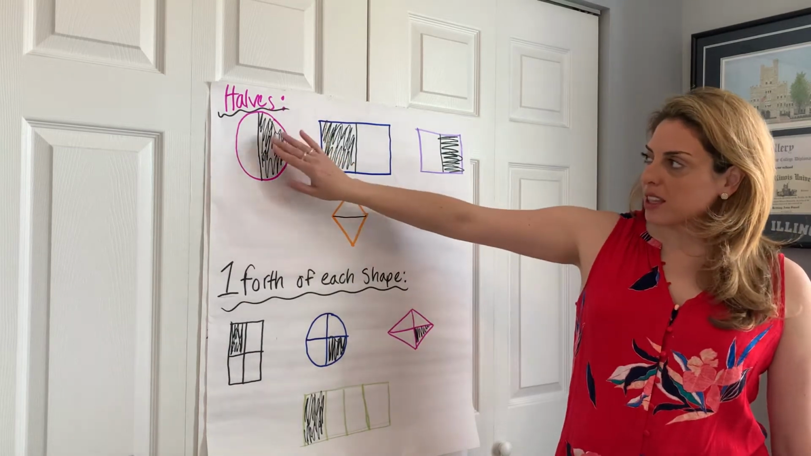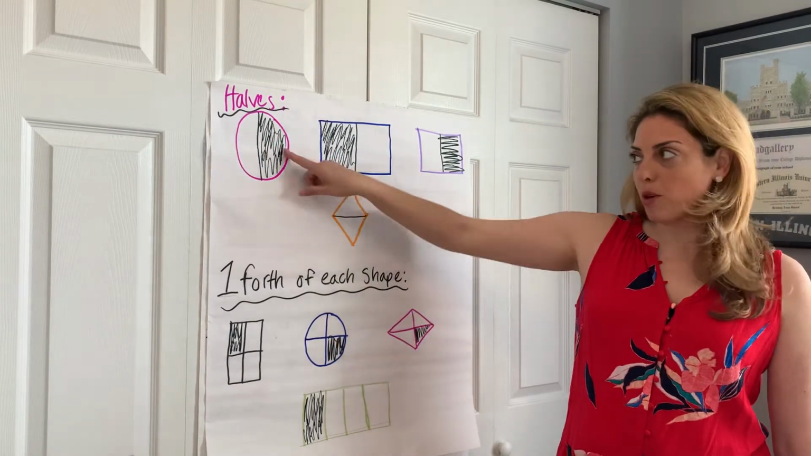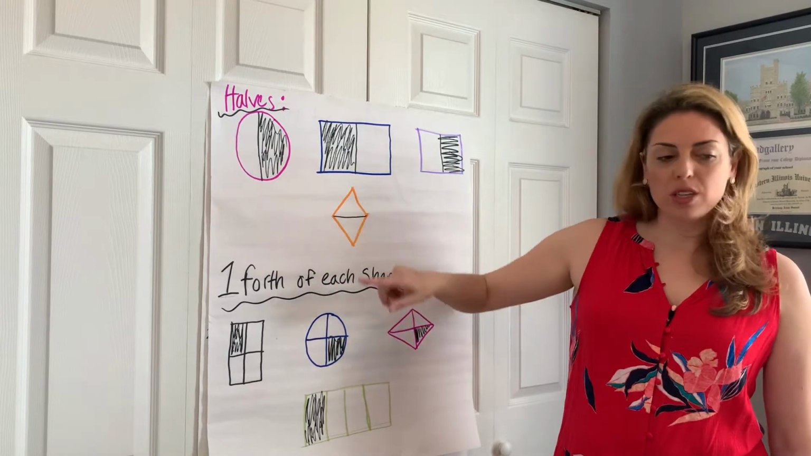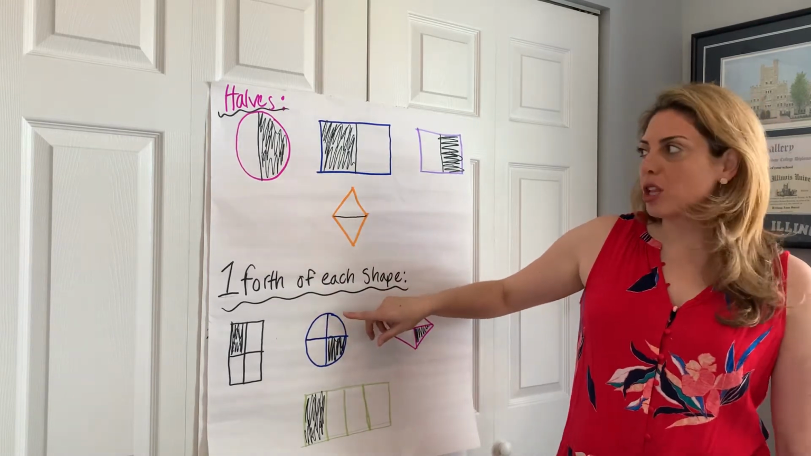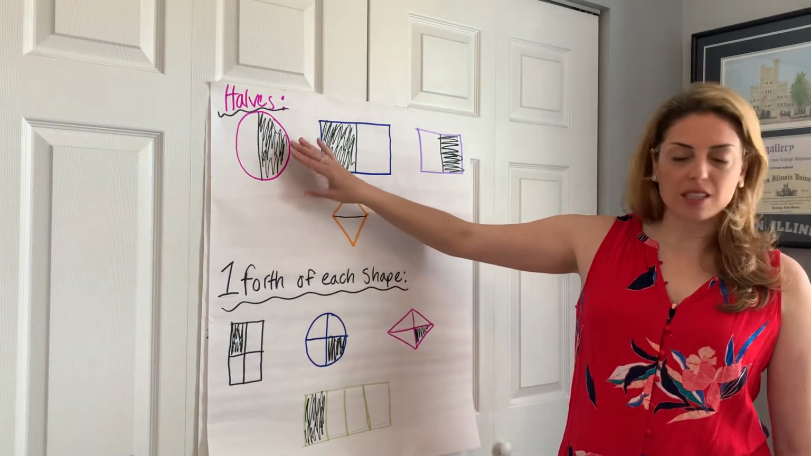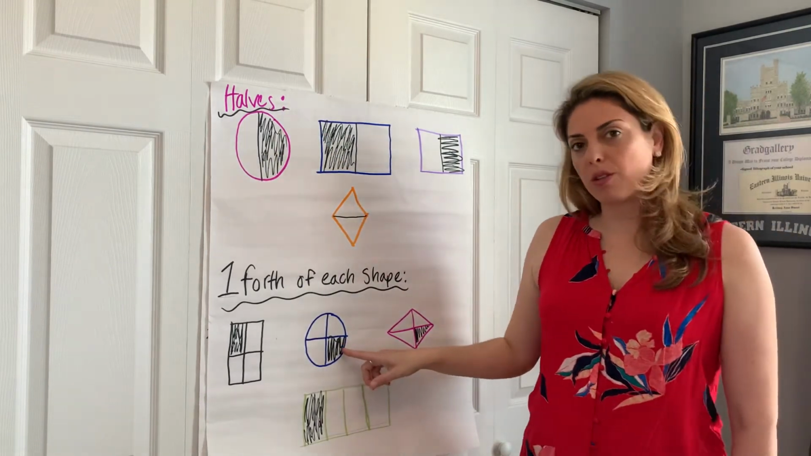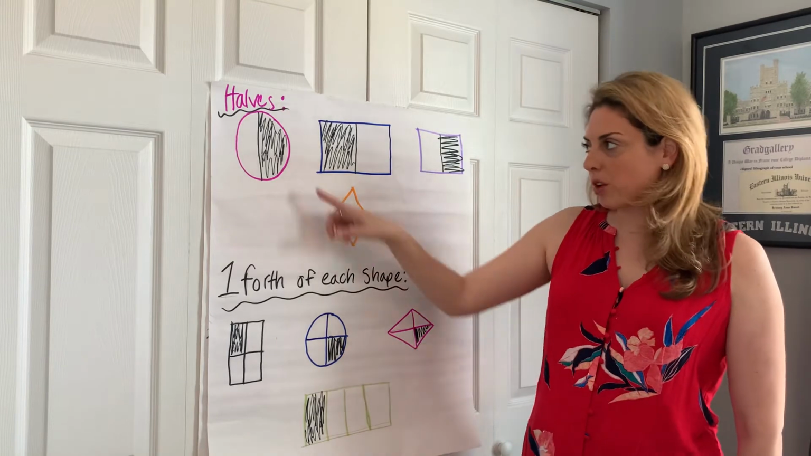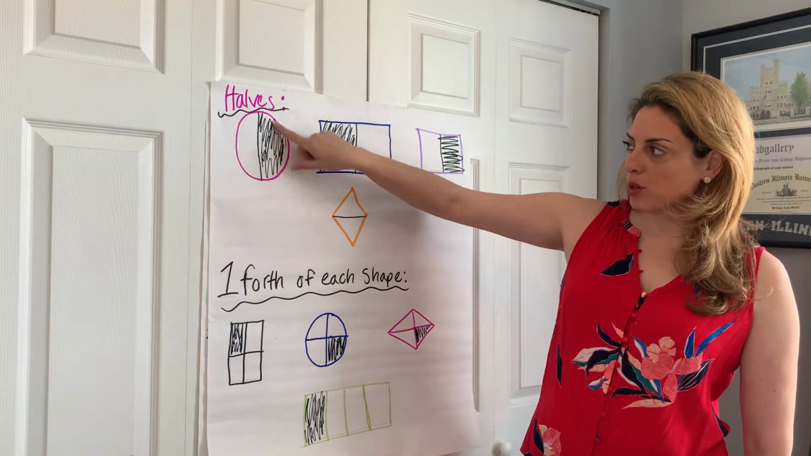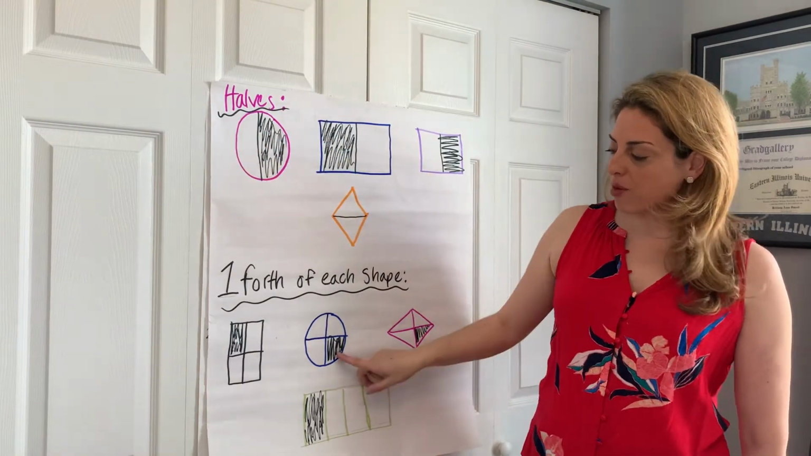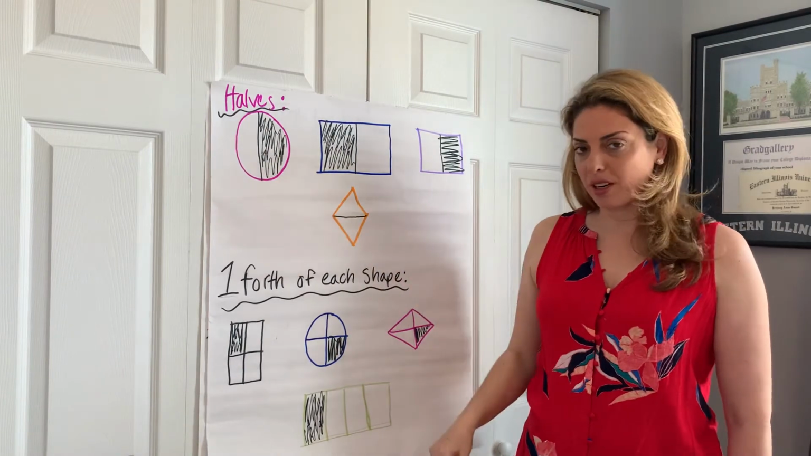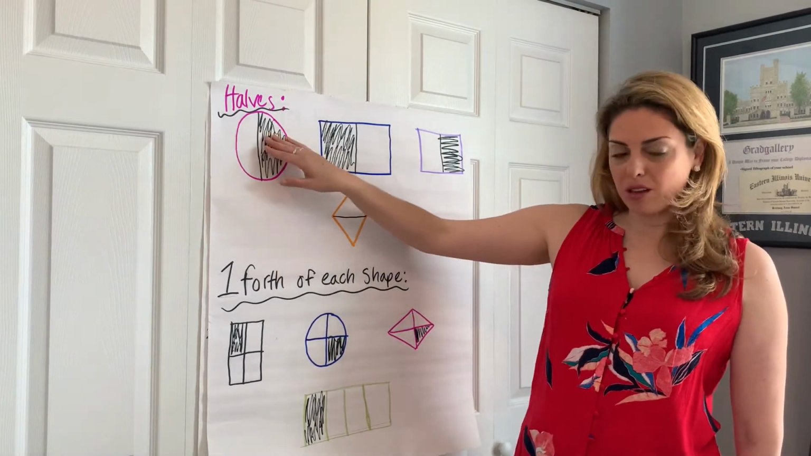Now, if I look at this shape and I look at this one, they're both circles. But which one do you think is larger? The half or the 1/4, or the quarter? Well, if I'm looking at the shaded part, which one is bigger? The half or the 1/4? The half is bigger. So that would be larger.